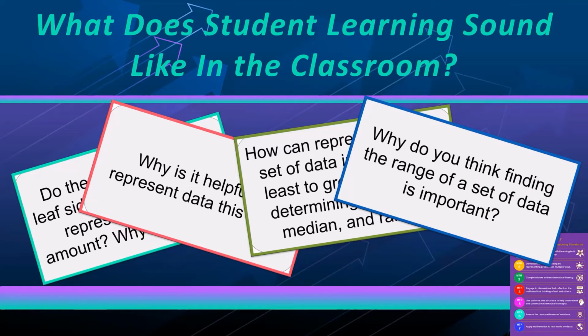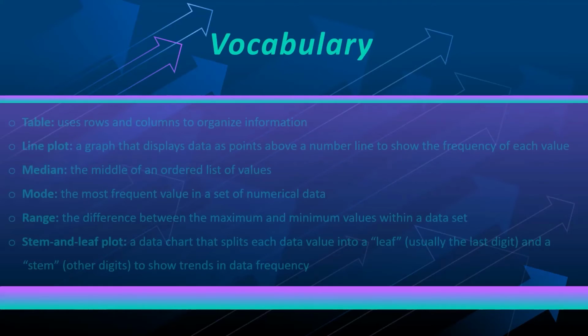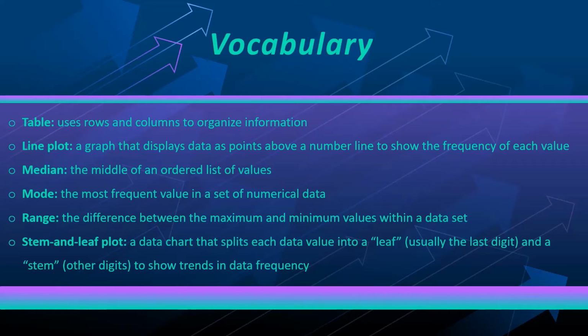If we ask students, why do you think finding the range of a data set is important, we need them to understand that this helps them determine if there is a big or small difference between the lowest and highest data point that they have. As always with math, we want to have really precise vocabulary throughout our instruction, and we want to make sure that students are using this throughout their discussion. Some of the vocabulary for this unit includes table, line plot, median, mode, range, and stem and leaf plot.